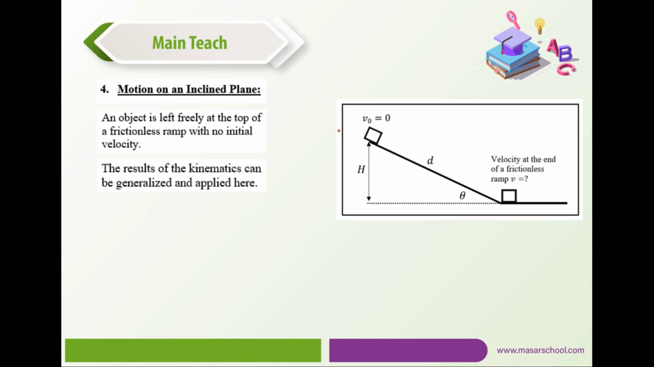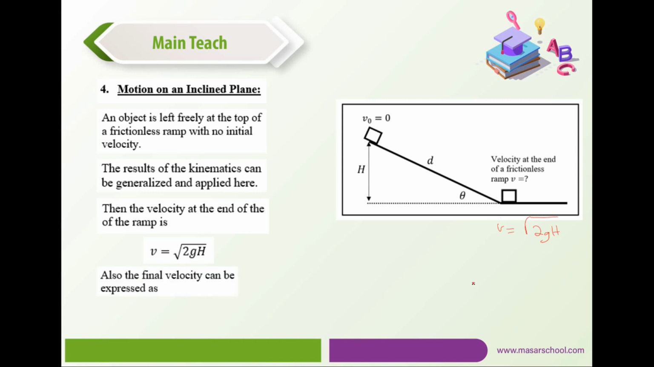The results of the kinematics that we have done previously can be generalized and applied here. Then the velocity at the end of the ramp is given by v is radical 2gh, because the object is covering a vertical distance of h under the influence of gravity. Then the velocity at the end of the frictionless ramp v is given by radical 2gh, which is in analogy with the free fall motion.